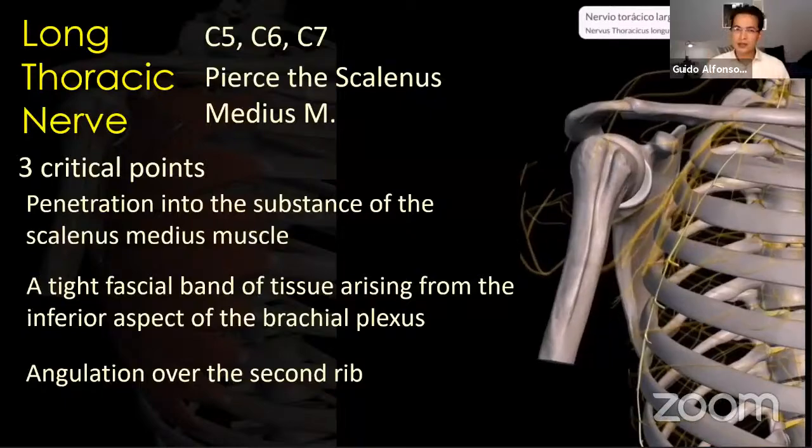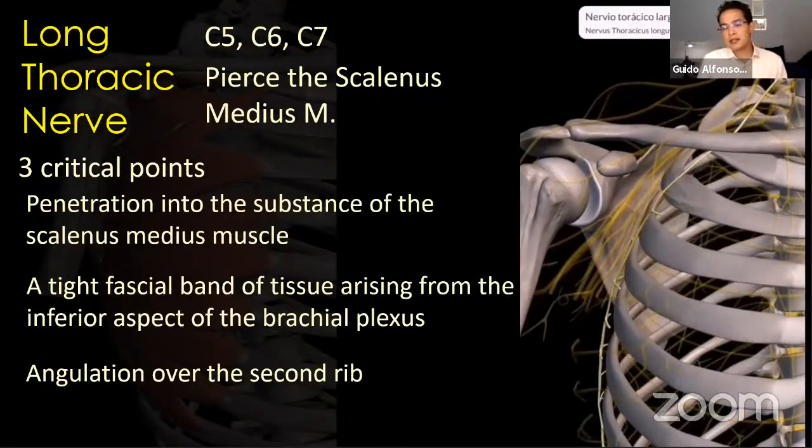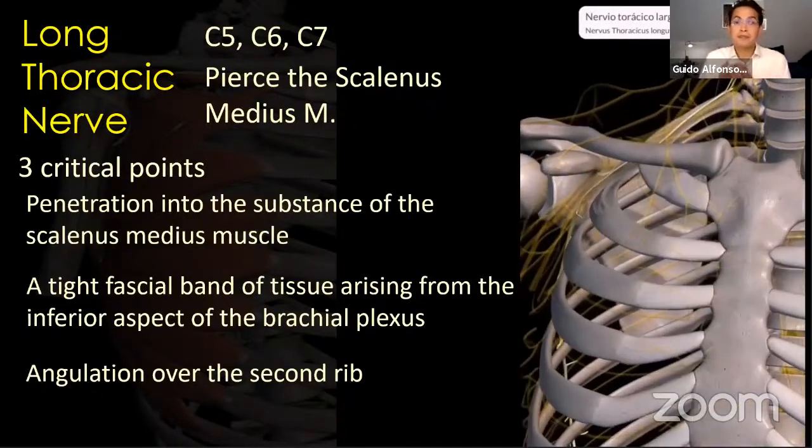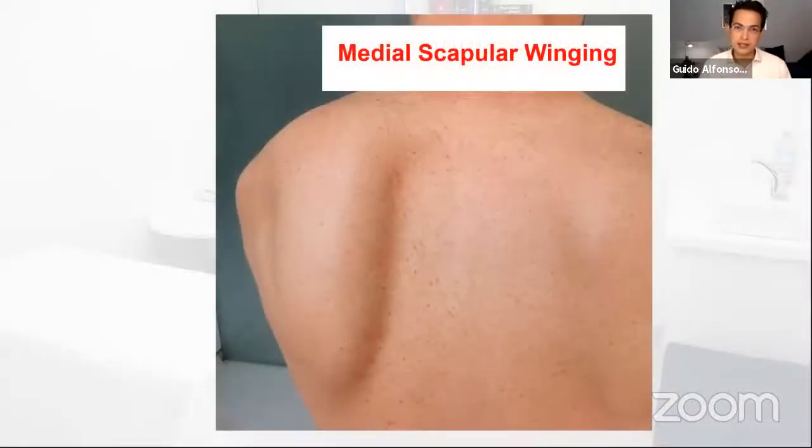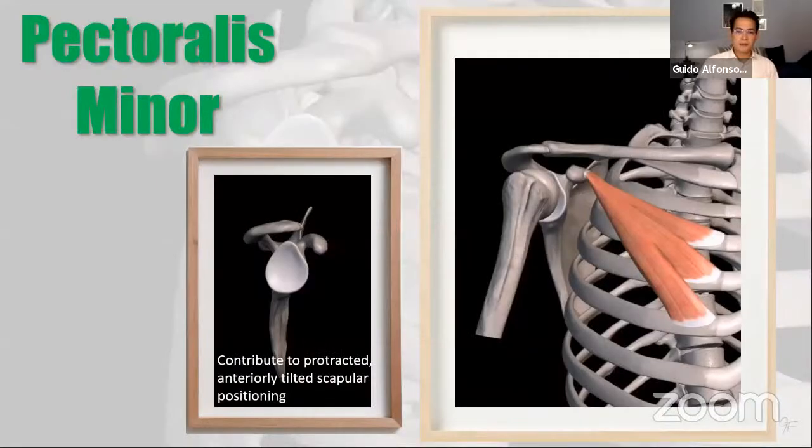If you take into account these three points, maybe you can find where the nerve could have some problems. Then this Monday, when you're in your clinic and you see a patient with this scapula, you can think, okay, the problem is that the scapula is not against the thoracic wall. The muscle that provides this position is the serratus anterior. Now I know why this patient has a problem in the serratus anterior muscle.